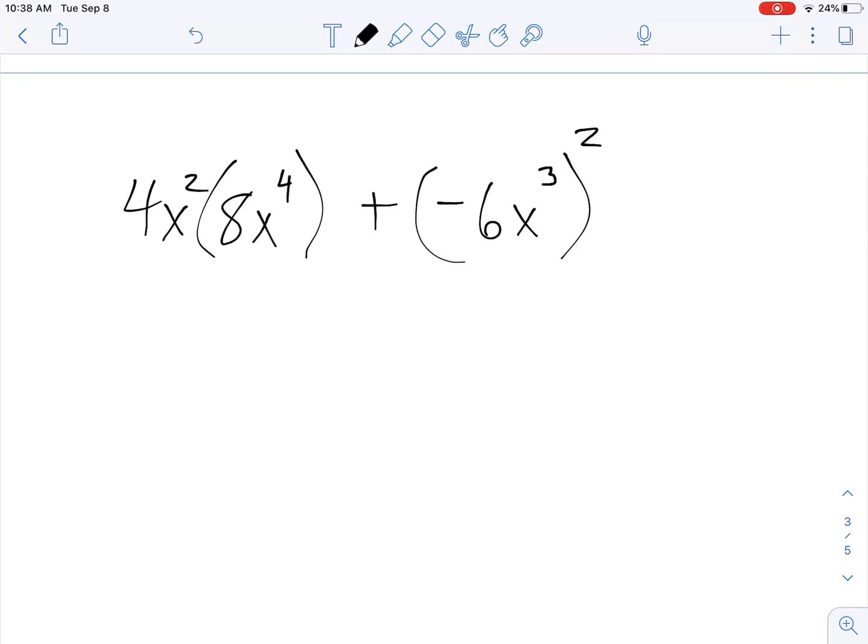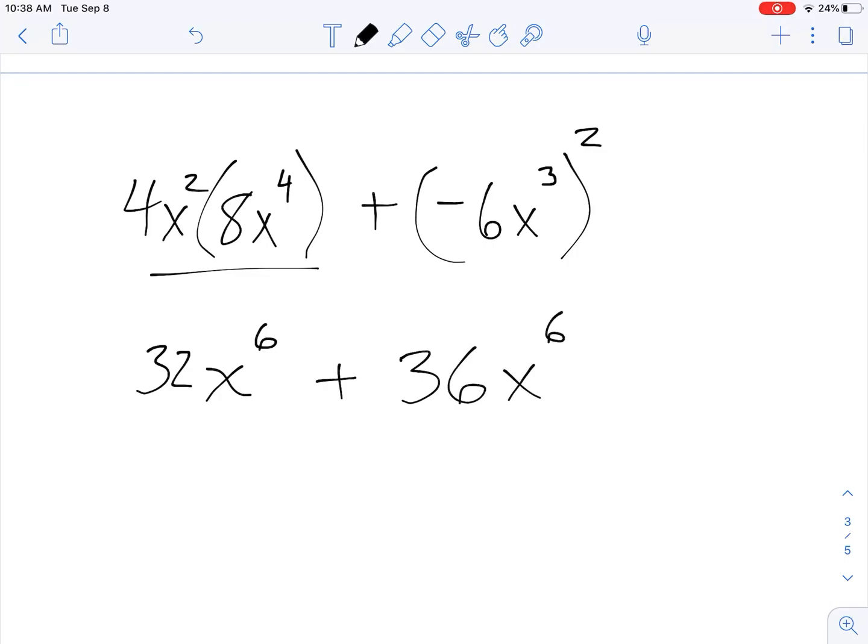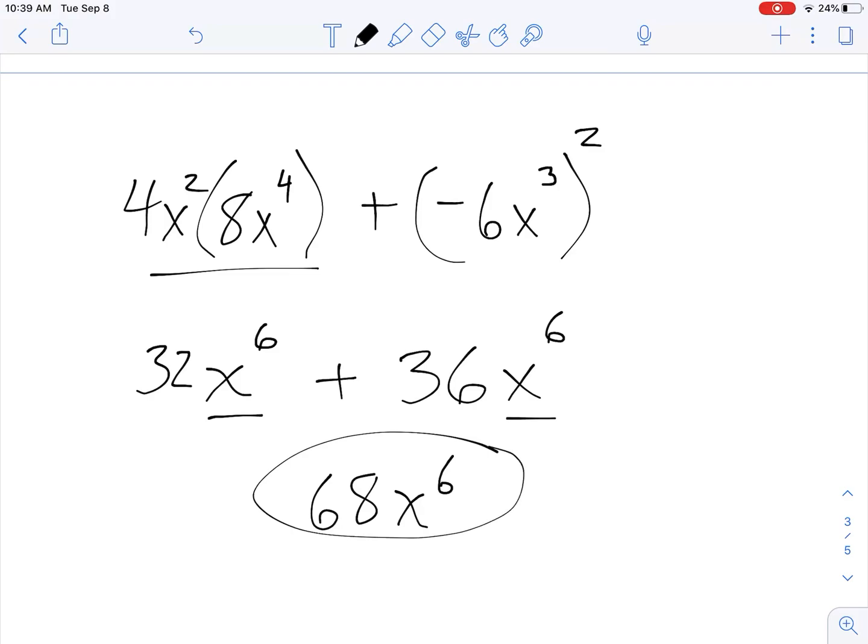Now again, we're going to have to differentiate between multiplying, powerizing, and adding. So let's multiply first. 32x to the 6th plus, I'm going to end up getting a positive. I really don't need my parentheses anymore. I'll get 36x to the 6th. And now I can add them. Well, can I? Are they like terms? Are they the same power to the same exponent? Yes. So I will get 68x to the 6th. And that is now simplified.